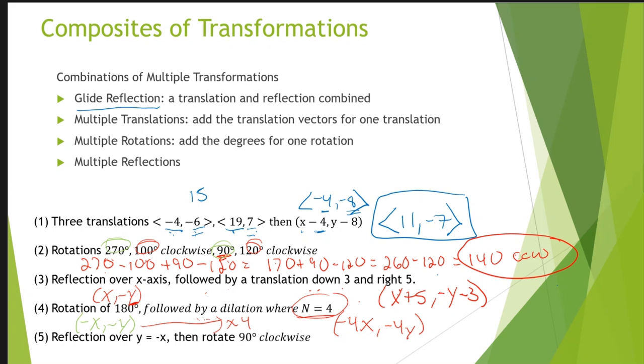And then the last one says a reflection over y equals negative x. And then I'm going to rotate it 90 degrees clockwise. So if I'm reflecting over y equals negative x, remember that's when they switch places and they change signs.